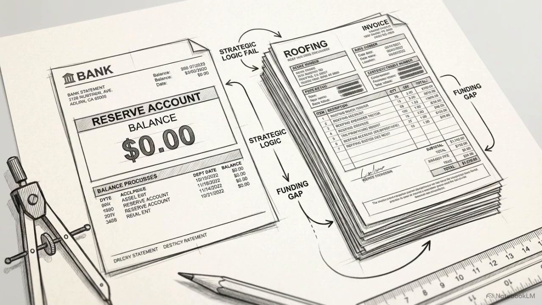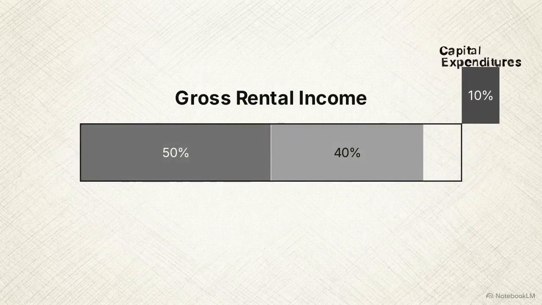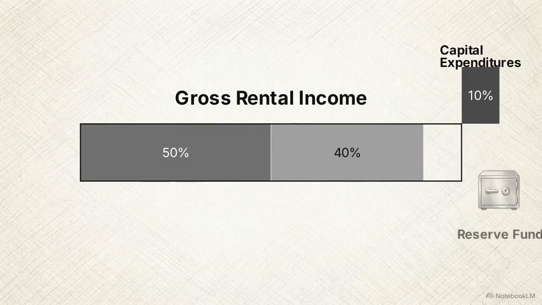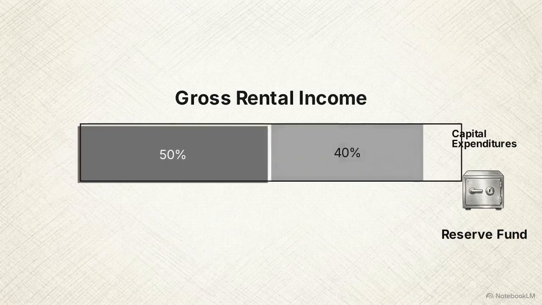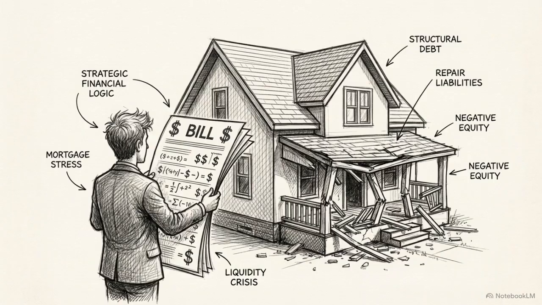If you group CapEx into your standard operating expenses, your long-term reserve accounts will be completely empty when a major system finally breaks. The industry standard solution is to set aside an additional 5 to 10% of your gross rent specifically for capital expenditures. This is a separate reserve fund, completely disconnected from the 50% rule calculations. Treating the 50% rule as an all-inclusive expense budget leaves you exposed to catastrophic out-of-pocket losses the moment a property shows its age.